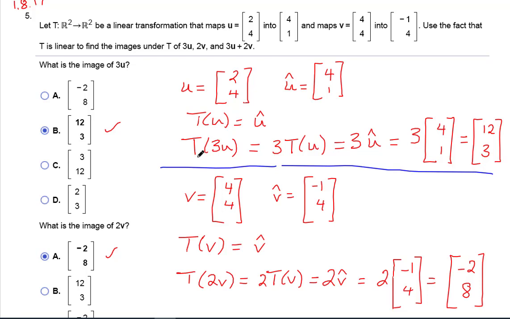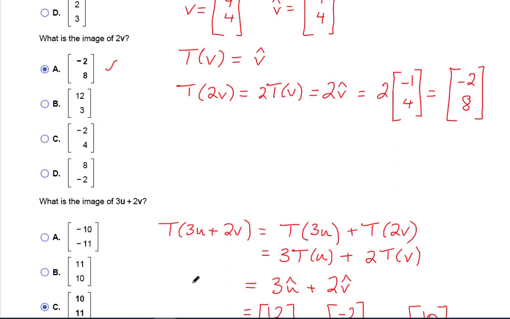All right, so what happens with T of 3u? Well, because T is a linear transformation, this is 3 times T of u, which is 3 times the image, so 3 times 4, 1, which is 12, 3. Similarly, if I know something about what T does to v, then T of 2v is simply 2 times the image. So 2 times -1, 4, or -2, 8.